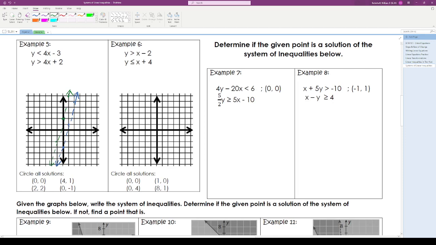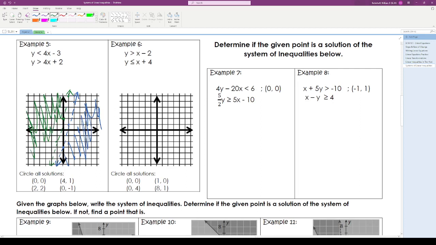Okay, so we are going to check these solutions. 0, 0. Oh, we didn't do any shading. So we're less than the blue line, so we're to the right of the blue line, and we're greater than the green line. Well, that's a problem because our blue shading would be here, and our green shading would be here. There's no overlap between those.